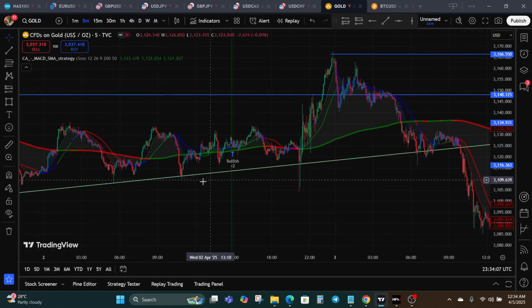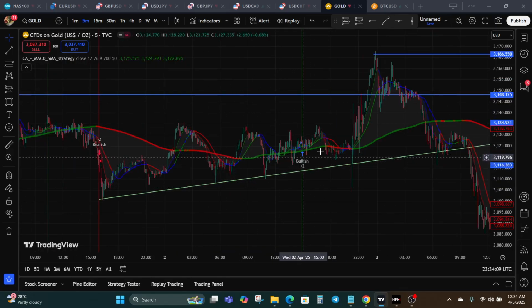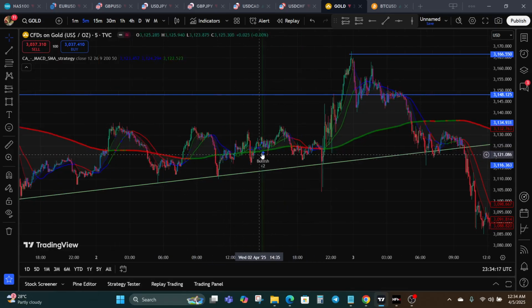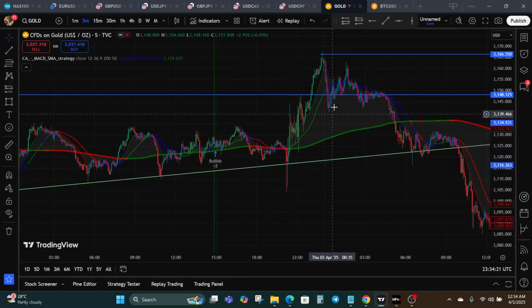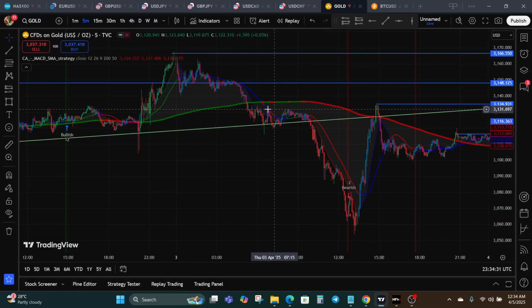right? We had a bullish trend. Basically, when the indicator line changes to green, it shows that there is bullish momentum. And then when this shaded area is painted green, it shows that there is still bullish momentum at the time. Meanwhile, when the SMA line changes to red, bearish momentum is taking over.